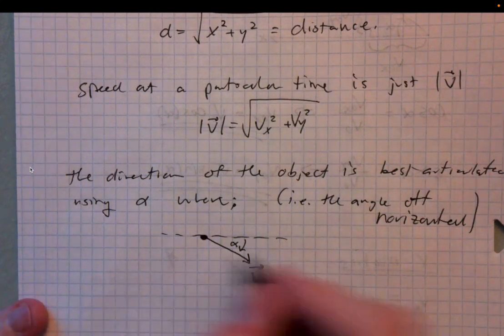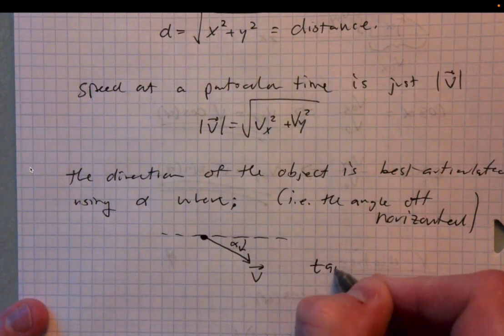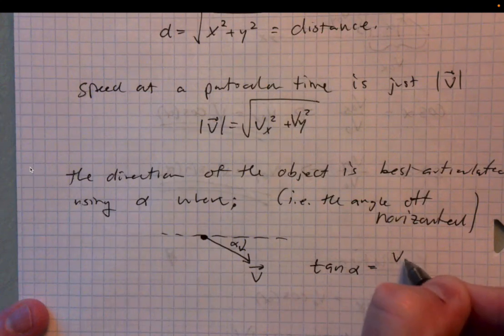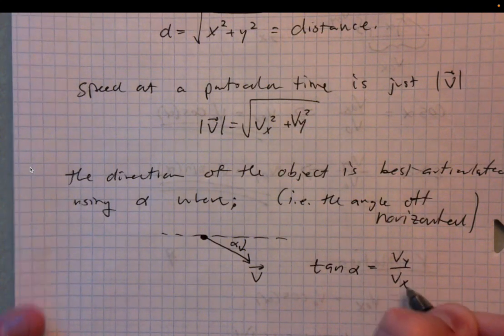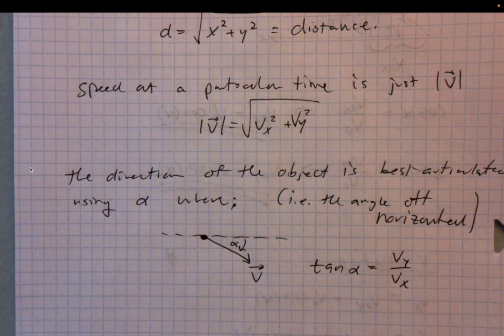And so we know that that is going to be equal to just, so the tangent of alpha would be v sub y over v sub x, right? And then, of course, we can use the inverse tangent to solve for alpha.